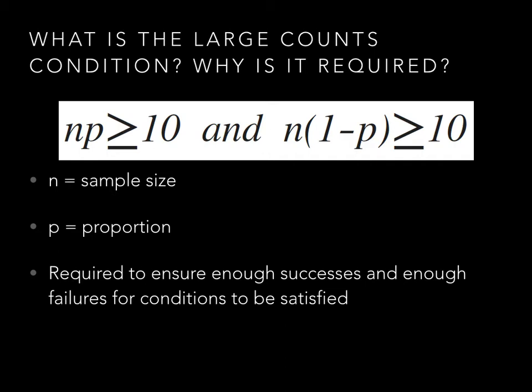If it was less than 10, there's even an opportunity of not having a group that meets the proportion requirements. So we want to make sure that we have enough failures and successes to make our sampling distribution.